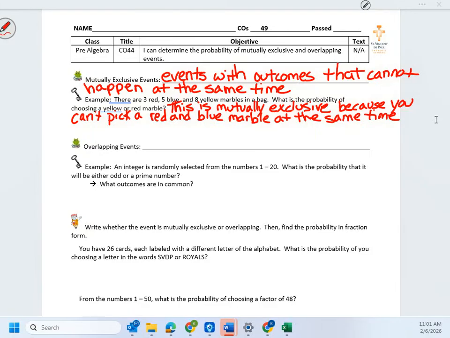Then we have overlapping events. Gonna be different. Overlapping events are events with outcomes that can happen at the same time.